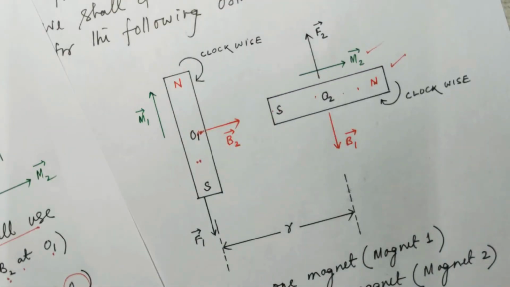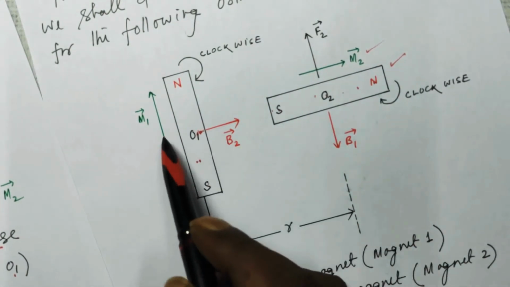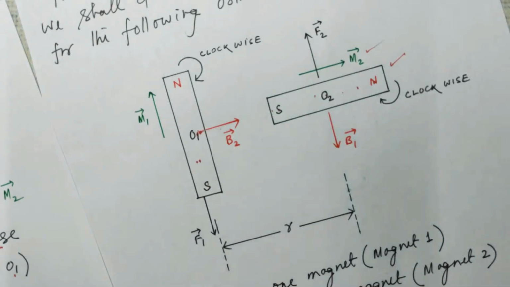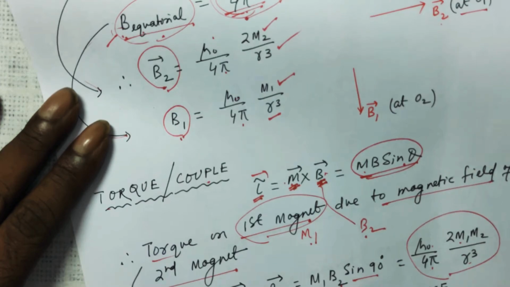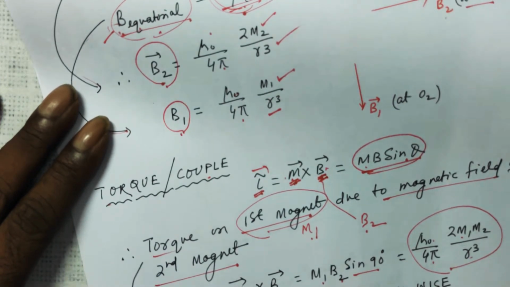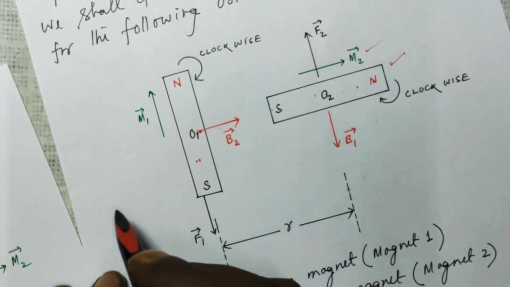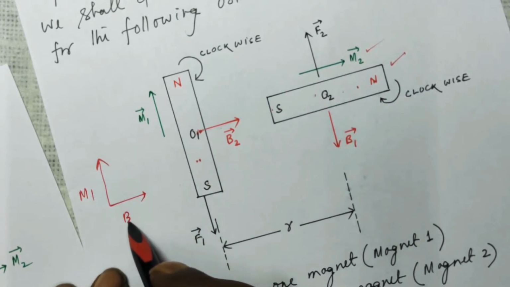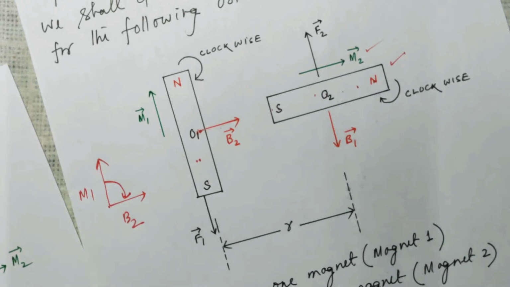Look at M1 and B2. M1 is to this side, B2 is to this side. So the angle between them is 90, so sin 90 is 1. And what will be the direction? The direction will be the direction of M1 cross B2. This is your M1, and your B2 is to this side. So if you put a screw here and rotate M1 towards B2, the torque, the couple, will be clockwise.